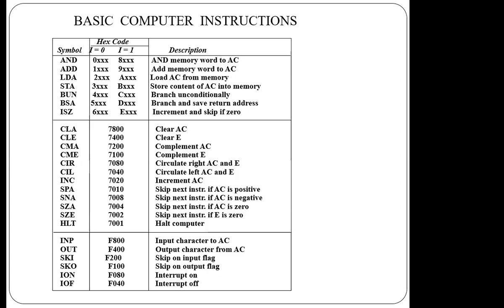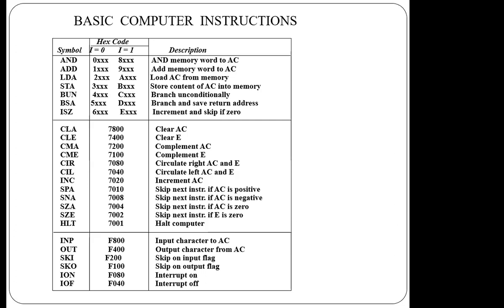So what is this value? This is equal to 7, and from bit 0 to 11 it represents your register operation. It can be any operation. So here it is 800. So in first case it is 7800, which is your CLA.